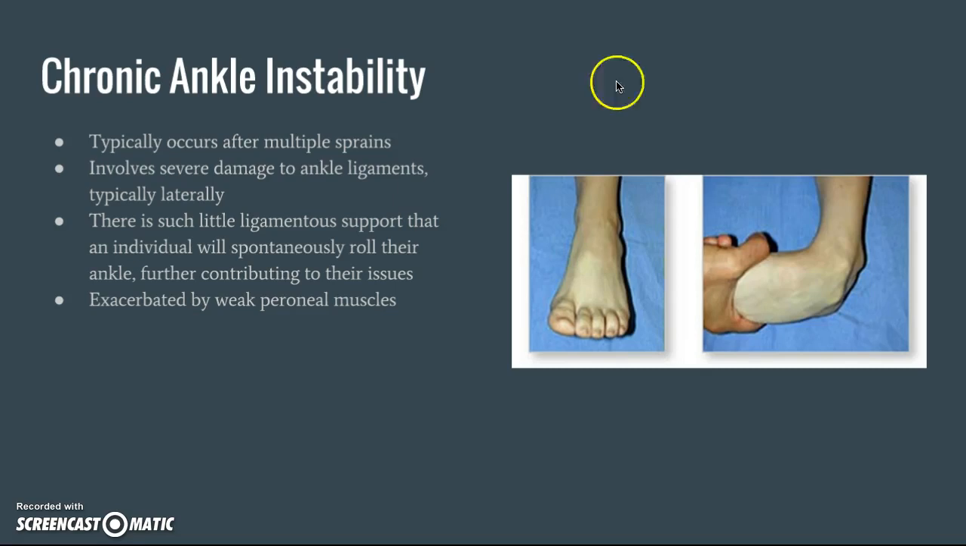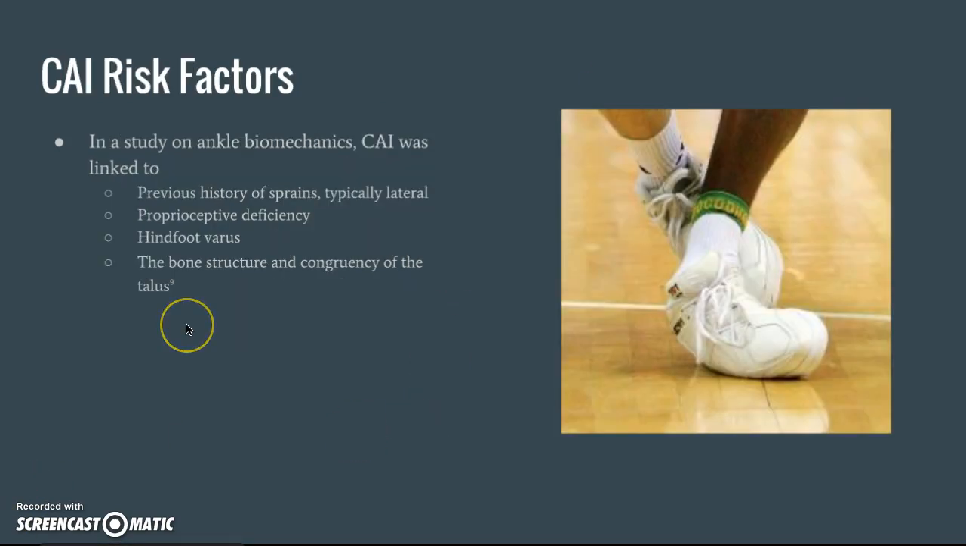And that's pretty much it. So in a study that we found on chronic ankle instability, the big risk factors are just a history of ankle sprains, typically lateral ankle sprains.